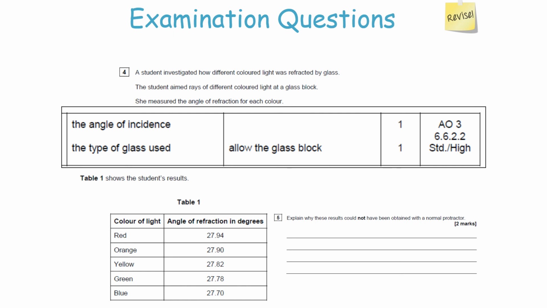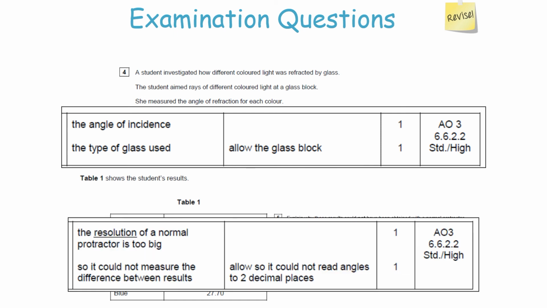Now in this next one, you've got to think to yourself, you look at this here and you think, well, why couldn't a normal protractor do this? Now remember, in a results table you should always give the values to the number of decimal places that the measuring device can record to. So in this particular table it's given the answers to 2 decimal places, and we should know that a protractor does not measure to 2 decimal places. So what you call it when you're talking about the number of decimal places that a measuring device can measure to, well, that's called the resolution.